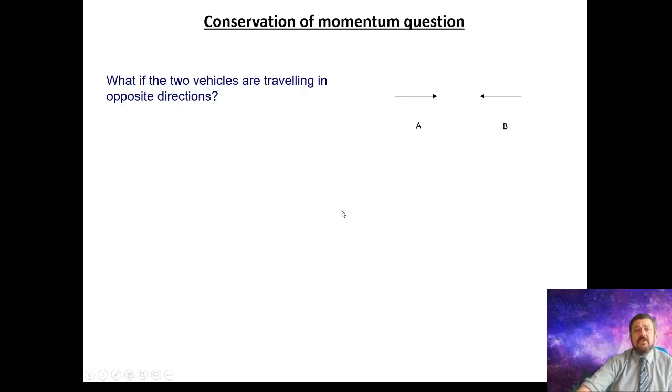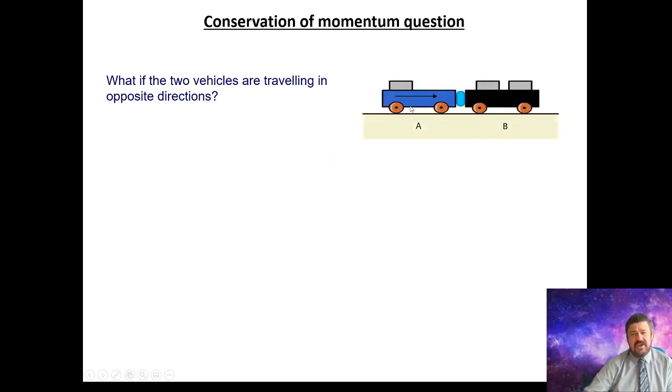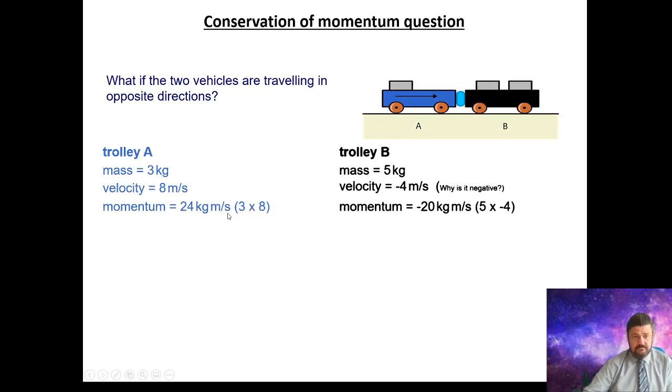So now we're going to look at it in terms of the conservation of momentum, but we're going to look at it in terms of vehicles travelling in the opposite directions. This is taking it another level. So let's say we've got 2 cars and they have a head-on collision. Trolley A has a mass of 3 kilograms, a velocity of 8 meters per second, and its momentum is 24 kilograms meters per second, because it's 3 times 8. Now, here's the important thing.